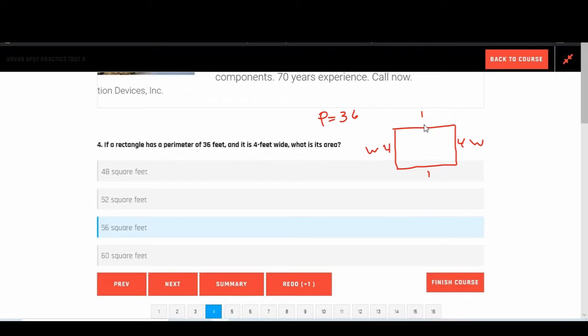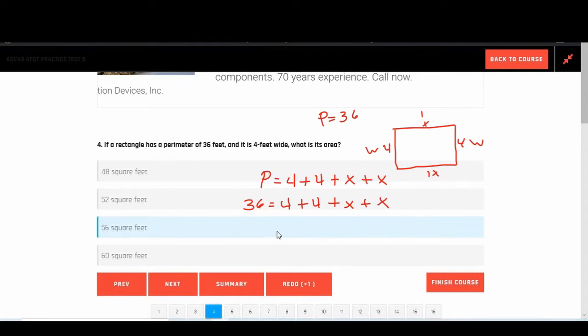Since I don't know the length, I'm going to represent that as x. So if that length is x, this length is x. It's not 1x, that's just x next to an L. So to find the perimeter of any shape, you simply add up all the sides. In this case, we know our width is 4, and there's 2 of them, so this is 4 plus 4. I represented my length as x's, so that's plus x plus x. And in addition, I know the perimeter is 36, so I can go ahead and plug that in. 4 plus 4 plus x plus x.